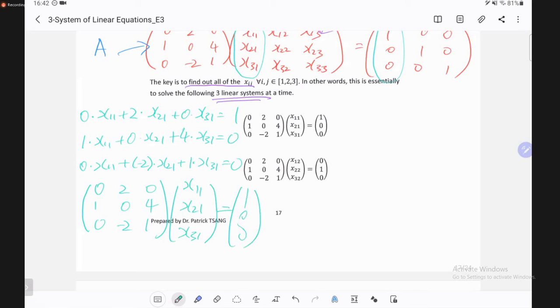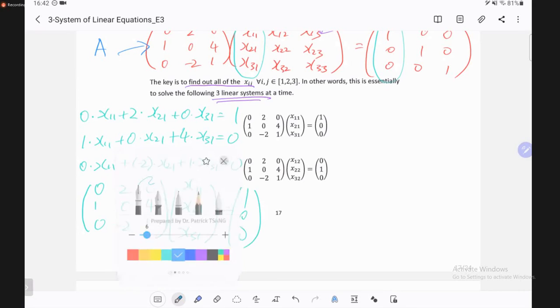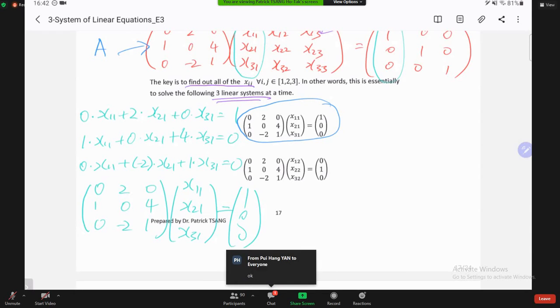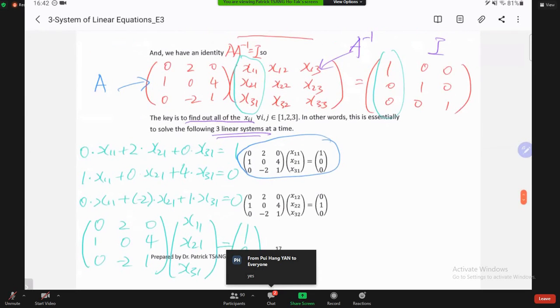If we write in matrix form, it represents something like this. I hope you can connect the current result with this one. Do you agree they are the same? So that's why, when you consider different columns in these 2 parts, you will get 3 linear systems at the same time.